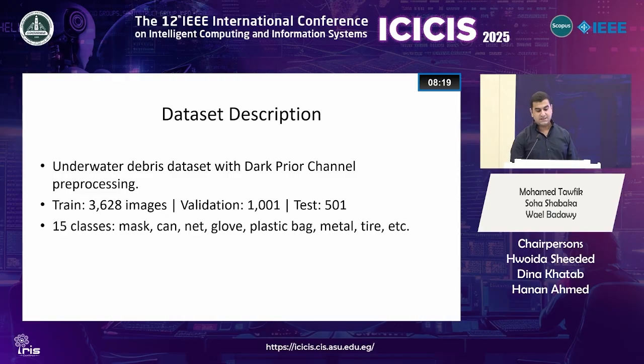This is our dataset. It was split for training, testing, and validation. Train images were approximately 3,600 images, the validation 1,000 images, and testing about 500 images. The dataset has 15 classes among different wastes underwater, like masks and cans, nets, gloves, plastic bags, and so on.